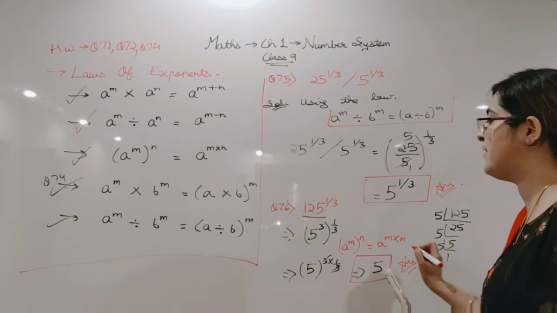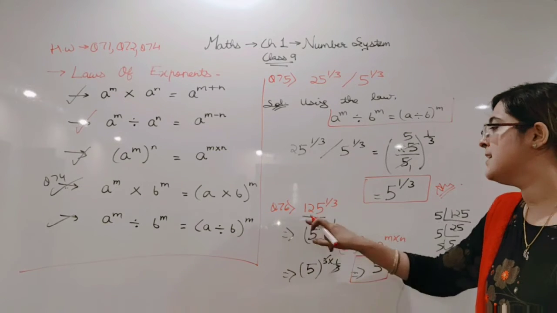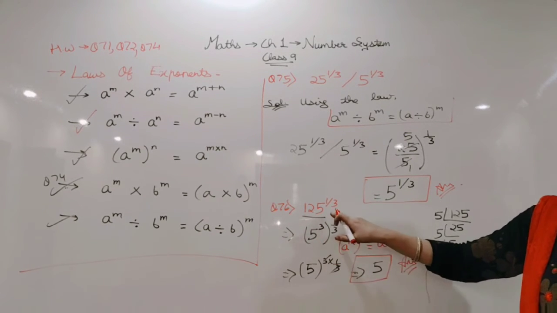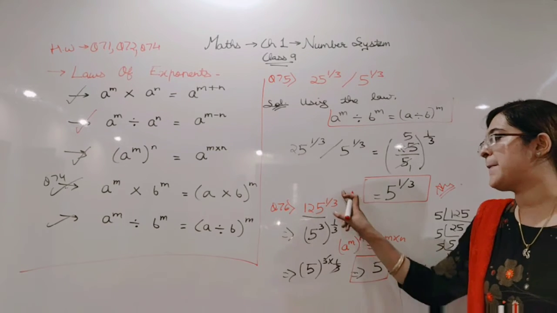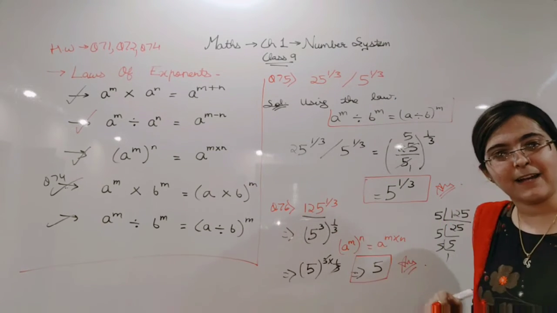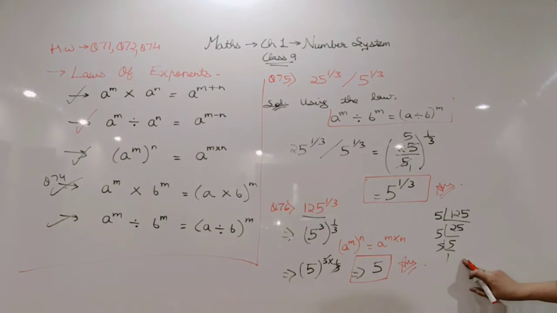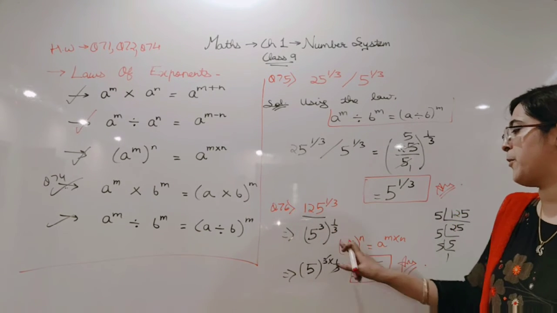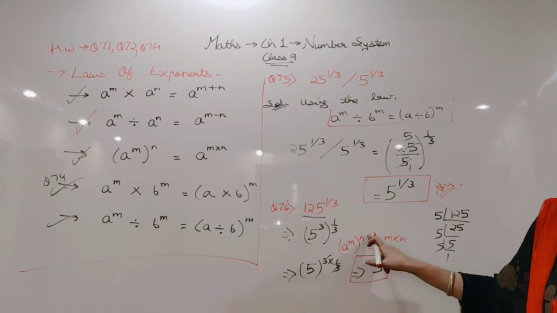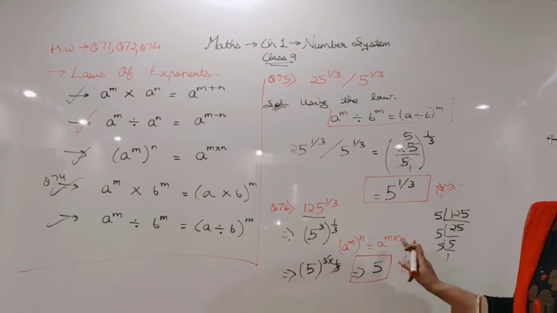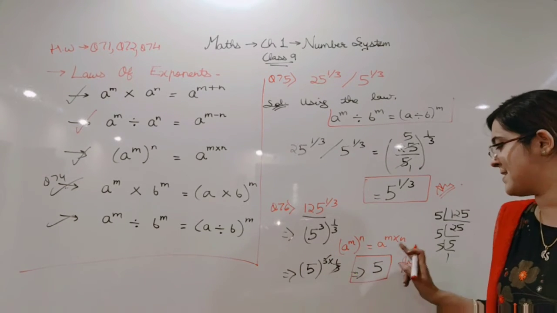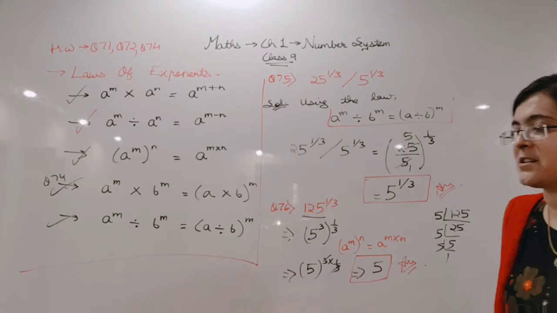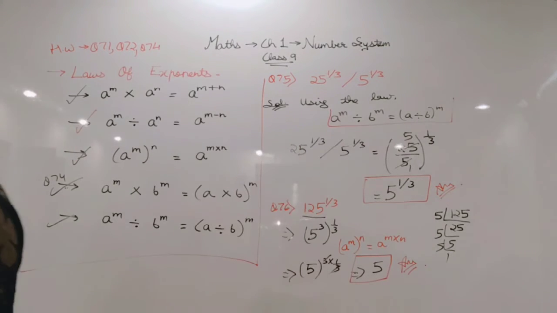See here, students, what we have done in question 76. You first converted 125 into the form of base and exponent, because no property was applied here. So we prime factorized 125 and got 5 cube. Now what property do we apply? a to the power m to the power n is a to the power m into n. We multiplied the powers and got 5 as the answer. Clear, students? Note down questions 75 and 76.